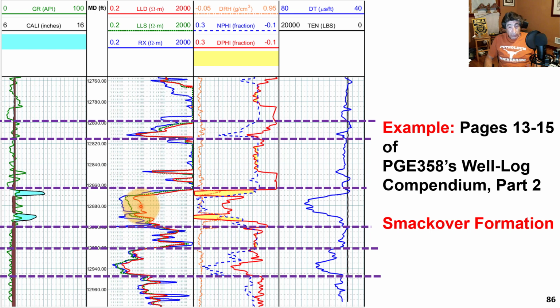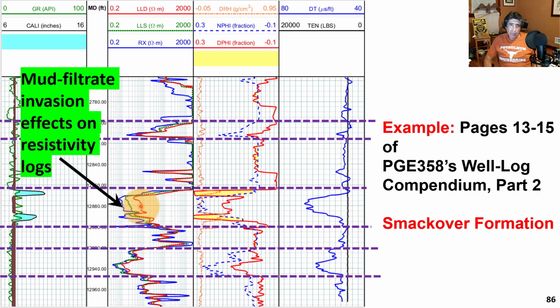And so that's the reason why we use invasion as a very important quality control to determine whether a given section of a carbonate rock is permeable or not. So that's the important thing.